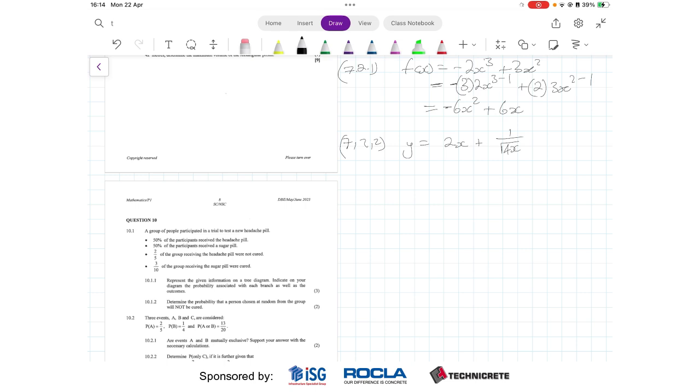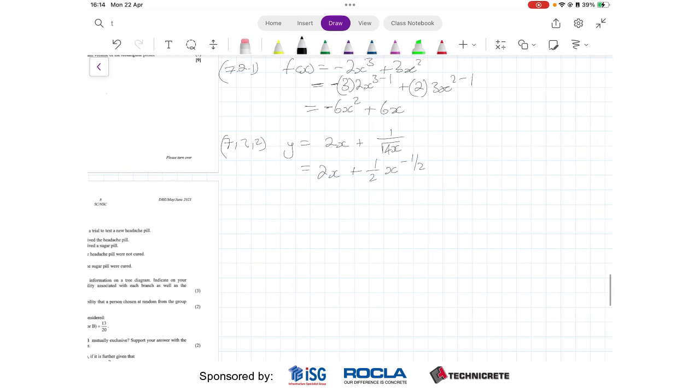Okay? Immediately that tells you, you can just say 2x plus 1 over 2 times x to the power minus 1 over 2, because remember, square root of x is equal to x to the power 1 over 2, and 1 over x squared is equal to x to the power minus 2, which tells you that 1 over square root of x is equal to x to the power minus 1 over 2. It's just a little bit of enrichment.